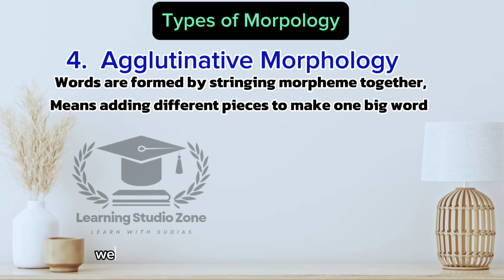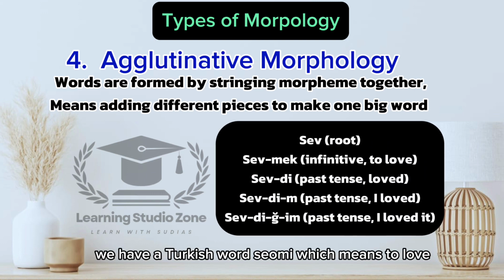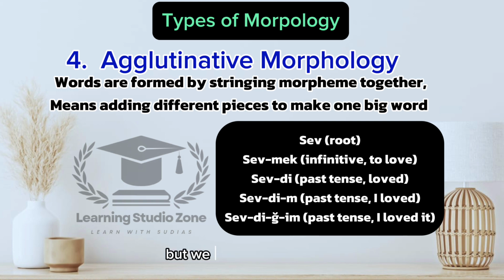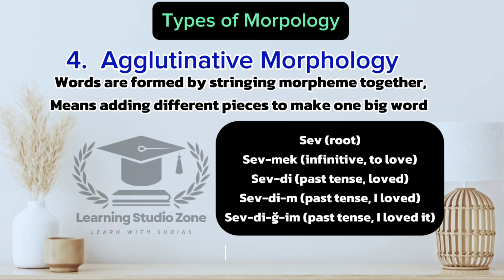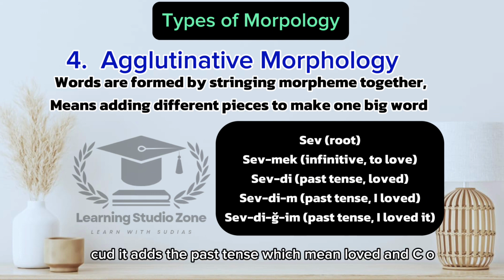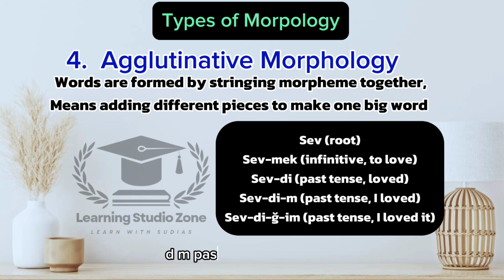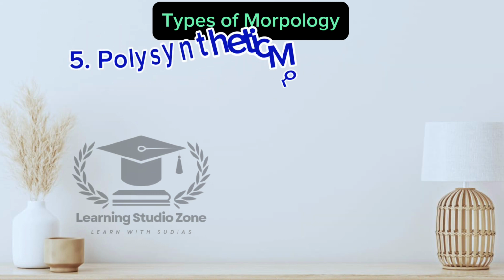For example, we have a Turkish verb, sevmek, which means to love. Sev is the root word. If we add mek, sevmek is the infinitive, which means to love. If we add di, sevdi, it adds the past tense, which means loved. And sevdim, past tense, I loved. So each part adds a specific meaning.